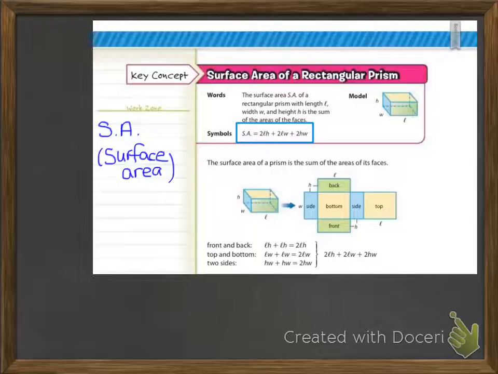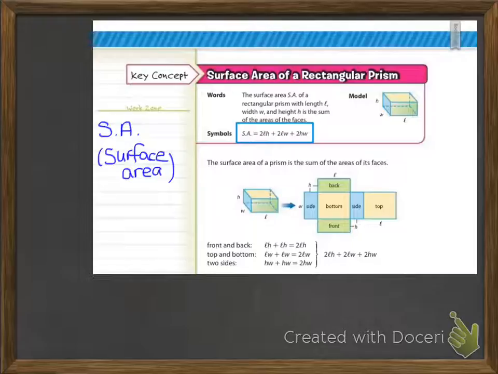So the surface area of a rectangular prism with the length L, the width W, and the height H is the sum of all the areas of their faces, which means we would find the area of each side of it and then add them all together. Well, there's a formula, and remember, one of the things we talked about is we're going to be using a formula to solve these problems.